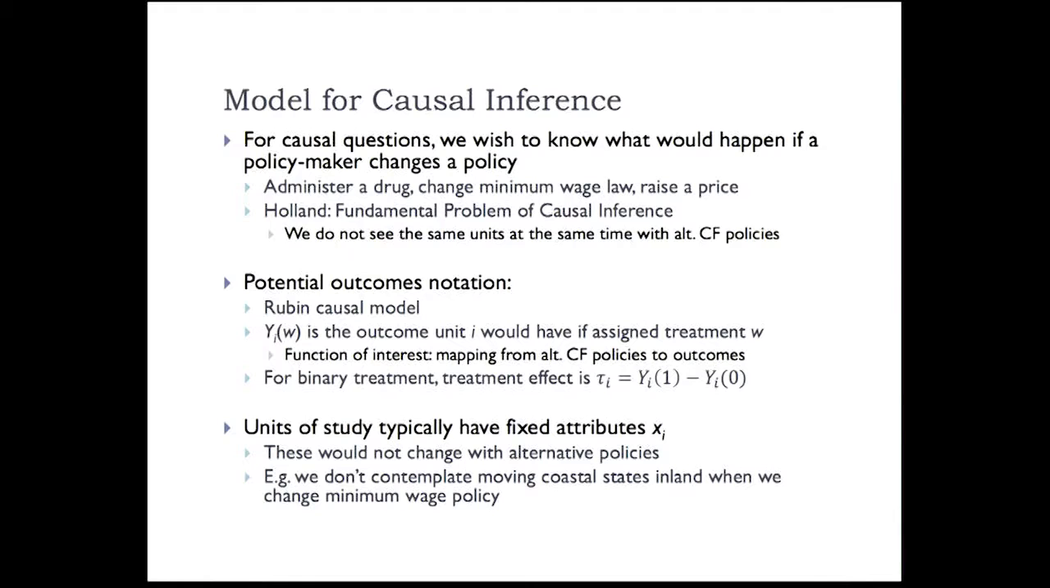For the binary treatment, which I'll focus on today, we'll use the notation tau i as the individual treatment effect for each person. And the key thing that's going to make all of this hard is that tau i is unobservable for everybody. So I do not know Scott's treatment effect, and I never will know it for anybody.